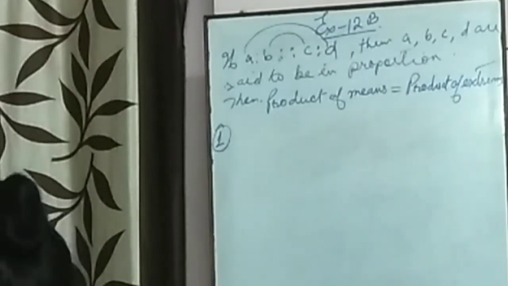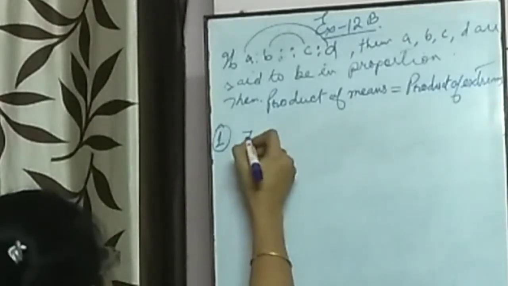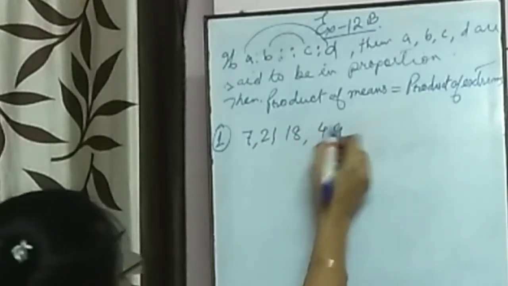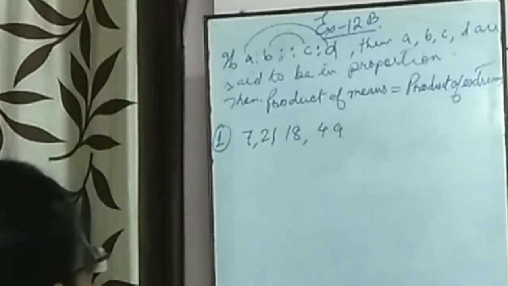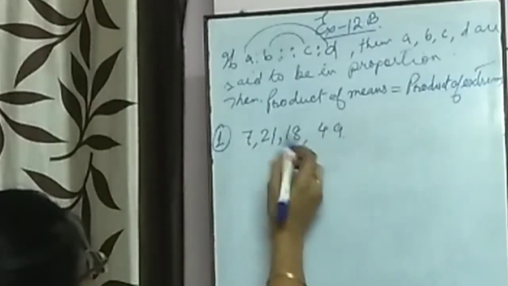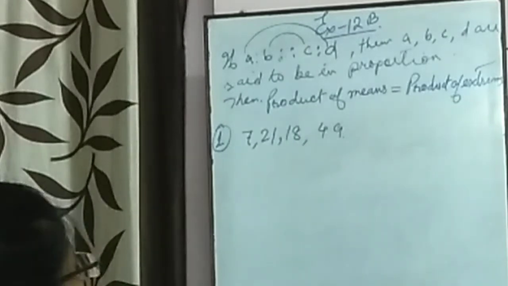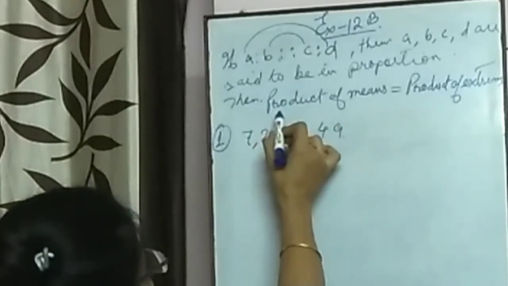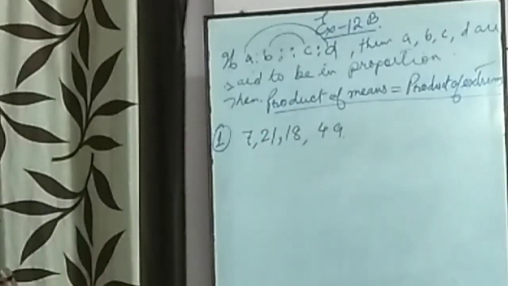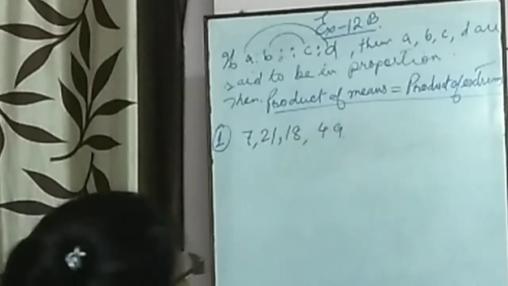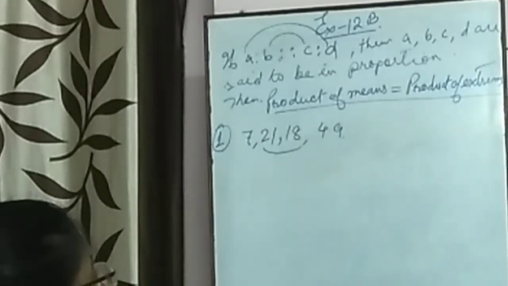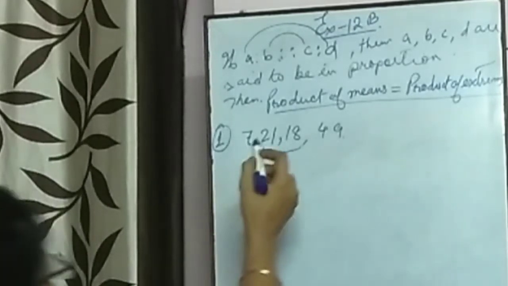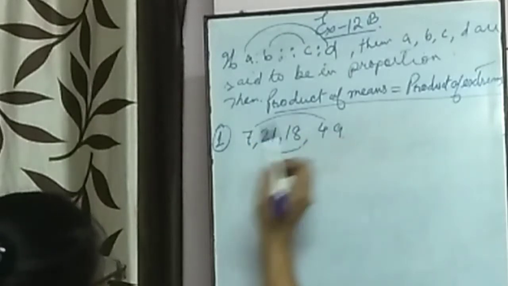In question number 1, we are given some numbers in this way. You are asked whether they are in proportion or not. To check this, we have to follow this: the product of the means must be equal to the product of the extremes. Here the means are 21 and 18. You need to multiply these, and then the product of the extremes, these two have to be multiplied. So you find.